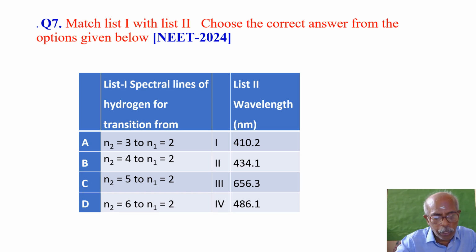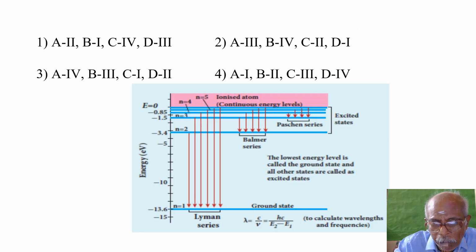So the atom is going from the n2 state to the n1 state. This energy transition will be somewhat lesser when it goes from 5 to 2, still lesser when it goes from 4 to 2, and still lesser when it goes from 3 to 2. In order to understand this concept, I have given you an energy level diagram. This figure does not represent the case in your question, but it will be useful to understand this.